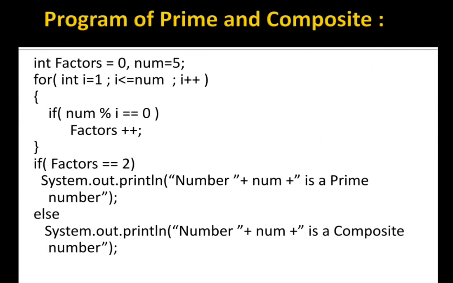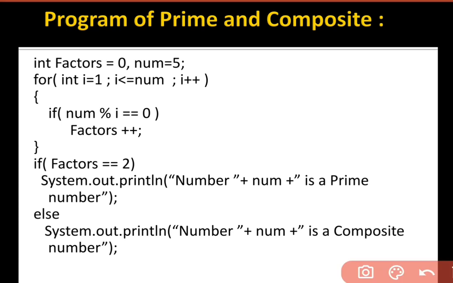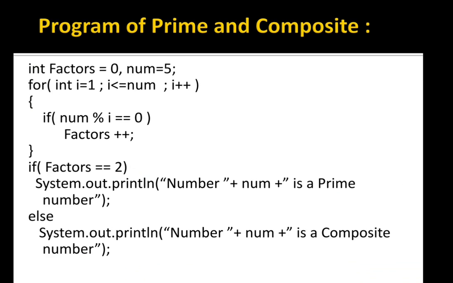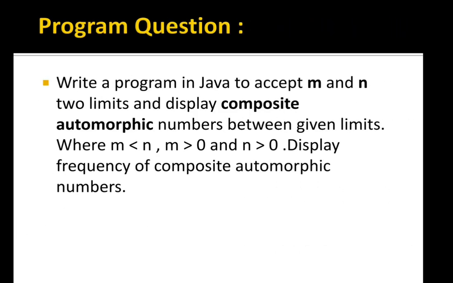I told you the logic of composite already. We have to run a loop from 1 to that number, whatever I'm having, and find the factors. If the factors are 2, it is a prime number. If it is more, then it is composite. Now I'm moving towards the question. What I want is composite automorphic numbers between a given range. Range is between m and n. The condition should be mentioned where m should be smaller than n, and m and n are both greater than 0.